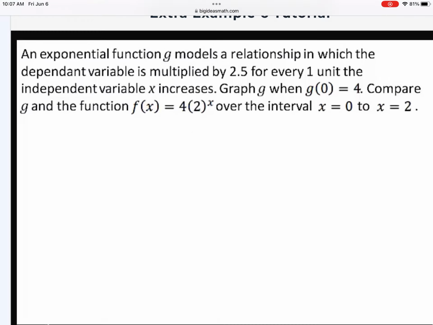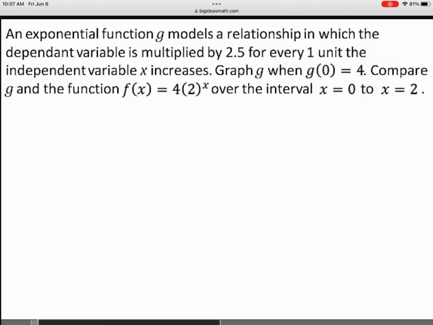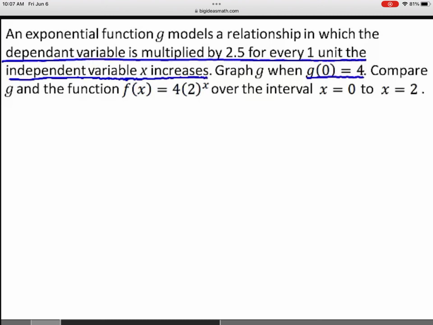An exponential function g models a relationship in which the dependent variable is multiplied by 2.5 for every 1 unit the independent variable x increases. Graph g when g of 0 equals 4. Compare g and the function f of x equals 4 times 2 to the power of x over the interval x equals 0 to x equals 2.